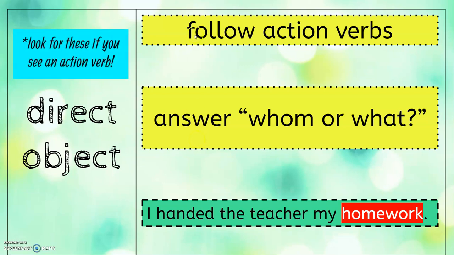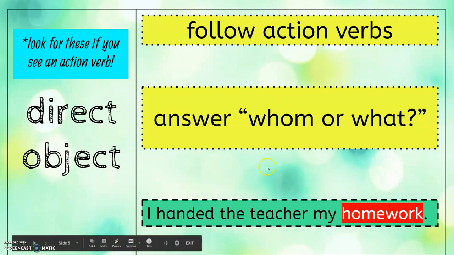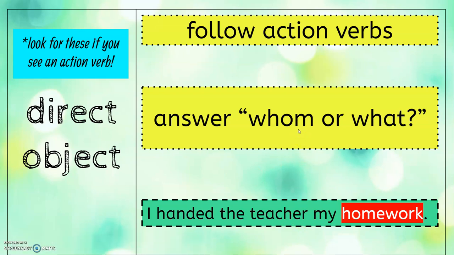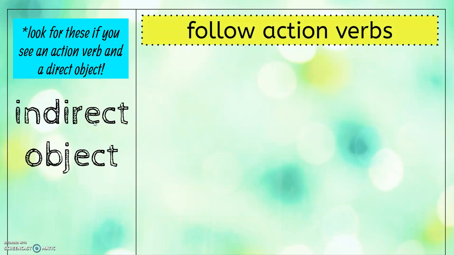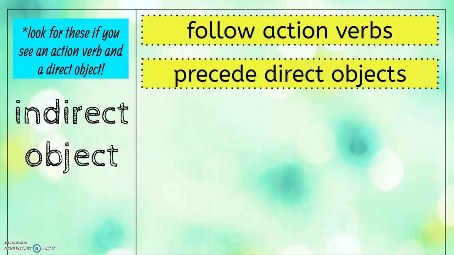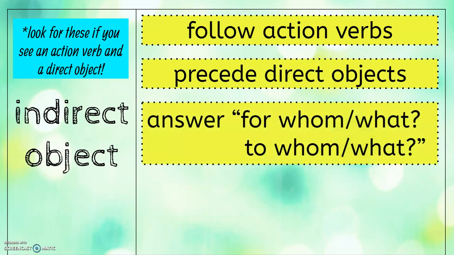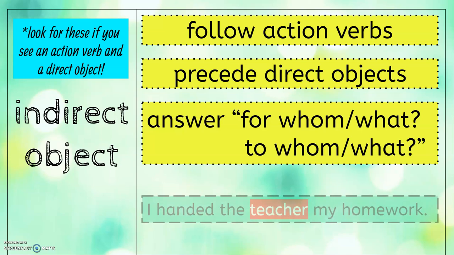So I would look for these. If you see an action verb, then the next thing you want to look for is to see, is there a noun that comes after it that answers the question, whom or what? And if you do, then it's a direct object. Now, if you're doing this and you see an action verb and you see a direct object and there's still some nouns left, then you might look for an indirect object. An indirect object also follows an action verb, but it precedes a direct object, means it comes before the direct object. And it answers the question, for whom or what, or to whom or what.